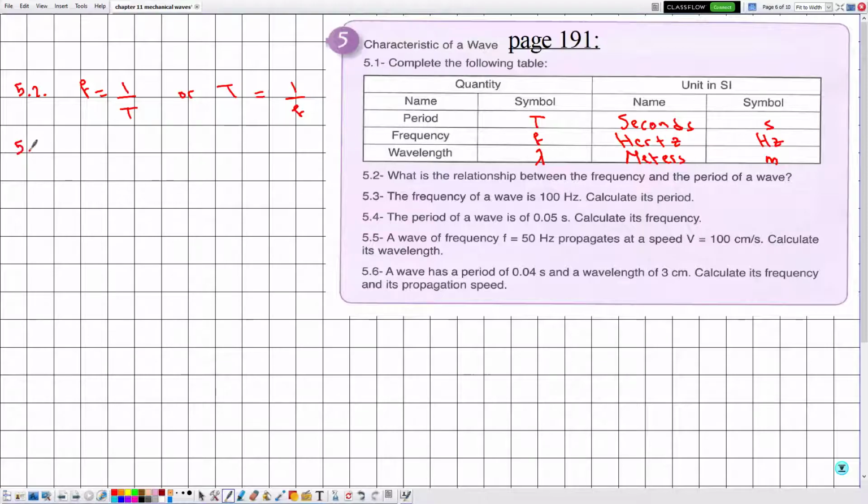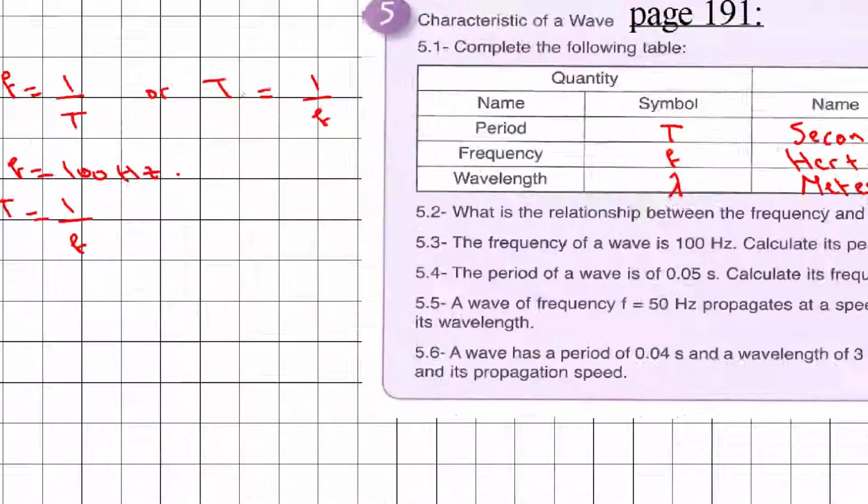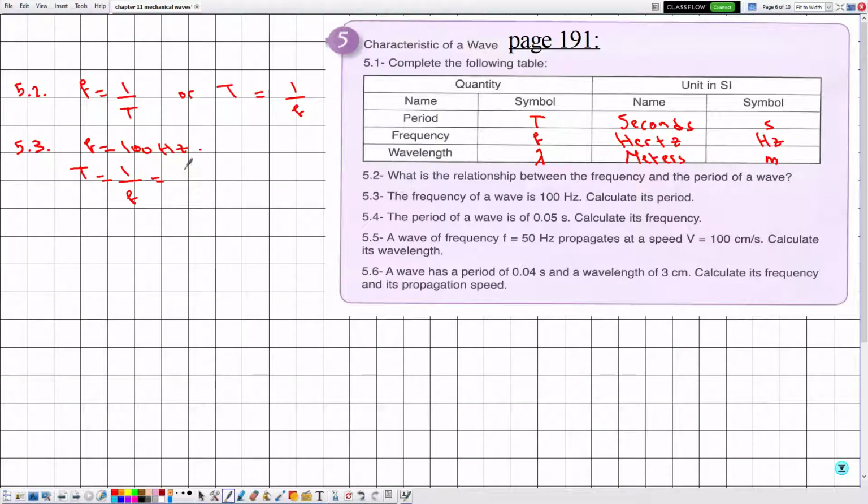Now in 5.3 they are telling us the frequency of a wave is 100 Hz, and we must calculate its period. The frequency is 100 Hz. What about the period? The period is given by 1 over f. Using this formula, we get 1 over 100. Plugging this into the calculator, the period is 0.01 seconds.